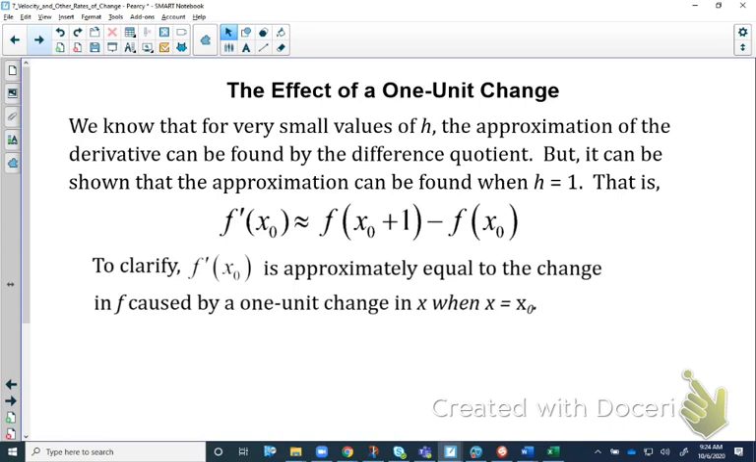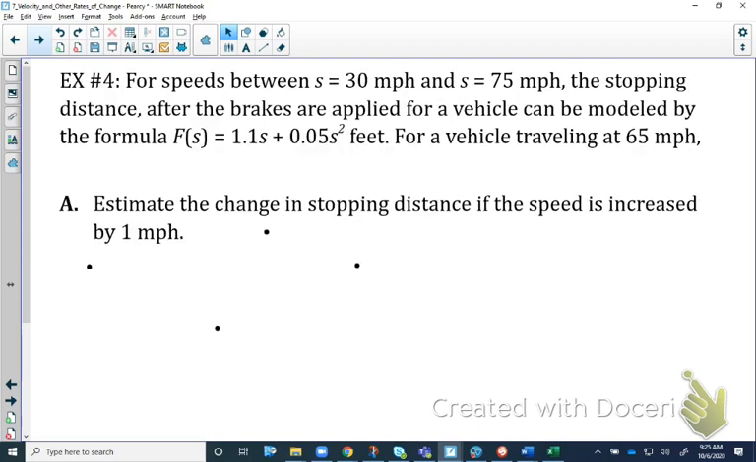Okay, so now the last thing that we're going to be looking at here is something called the effect of a 1-unit change. This is basically something that you can use as an estimate to give you an approximation of what you should be getting in regards to a situation. And to be honest, we're really not going to see a lot of this particular concept.